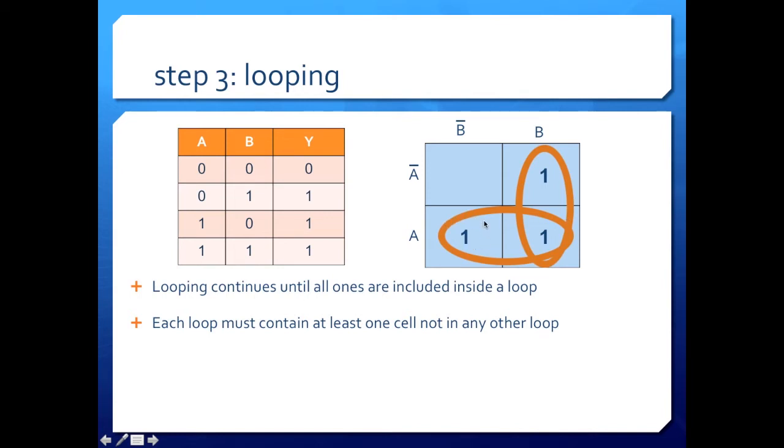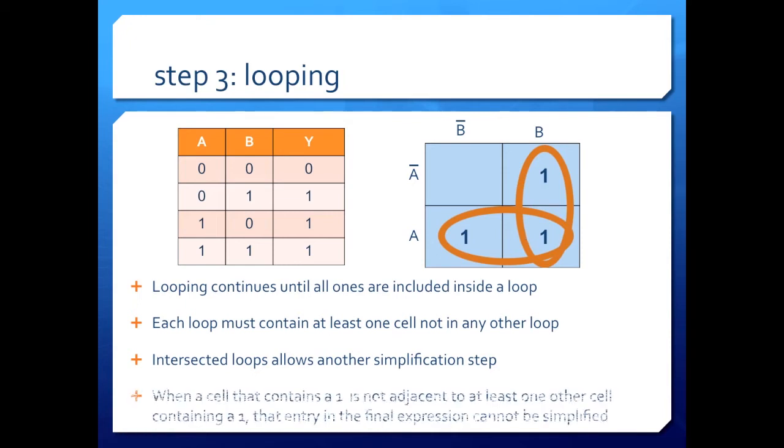So I have to have at least one of those cells that is flying solo on its own. It is not part of any other loop. That's important. Also, intersected loops can allow for further simplification, and you will see right in this example, it's a very good example that shows that this is one loop, this is another loop, and right here at AB, actually it's an intersected loop. So we'll see that that is quite beneficial and simplifies the expression even further.